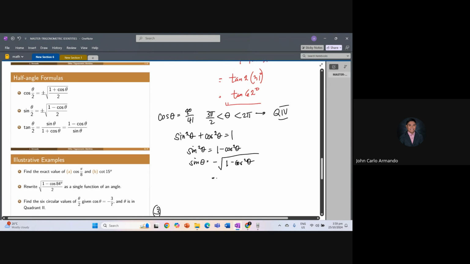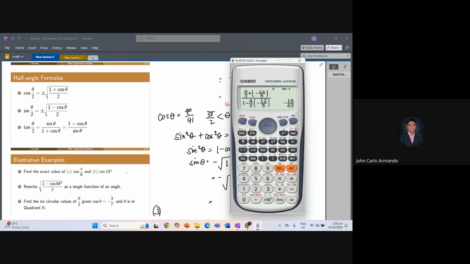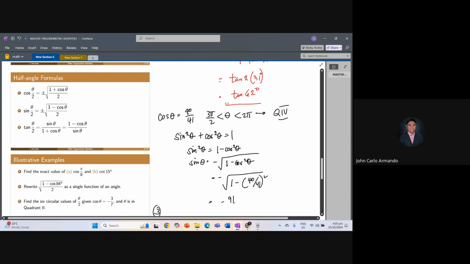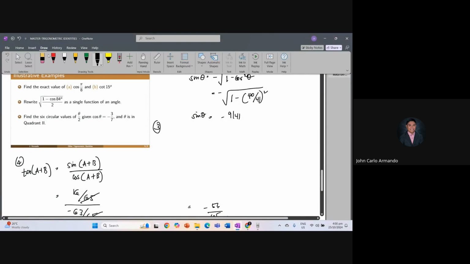Substitute lang natin. What is cosine theta? 40 over 41. Quantity squared. Then you simply use your calculator na lang. Diretso na natin yan. Square root of 1 minus 40 divided by 41 squared. The answer is negative 9 over 41. This is our sine theta. And using this, we can now find the value of the following.